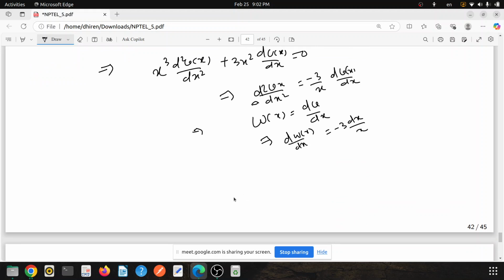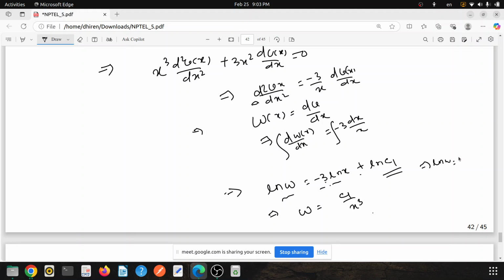This is a straightforward equation, you can integrate both sides, then you will get ln omega is equal to minus 3 ln x. Let's say the arbitrary constant is in the form ln c1. So this constant we just take arbitrarily by seeing the form of the actual solutions. So here you can find omega as c1 by x³, because these are two ln. ln a minus ln b equals ln of a by b, so ln c1 by x³. So omega will be equal to c1 by x³.